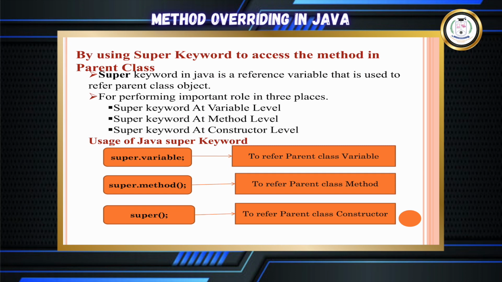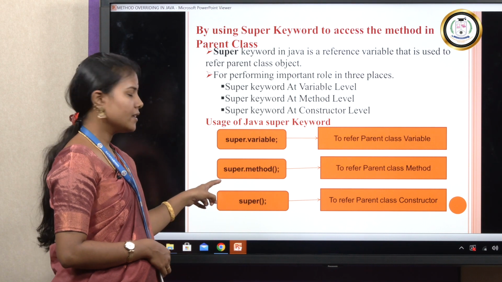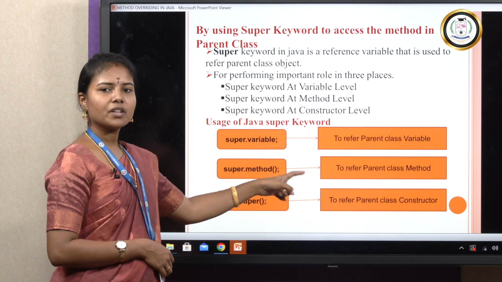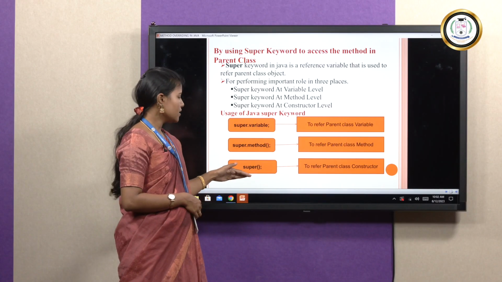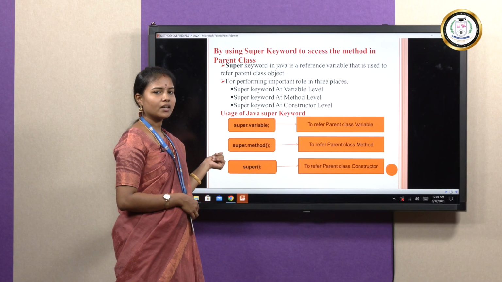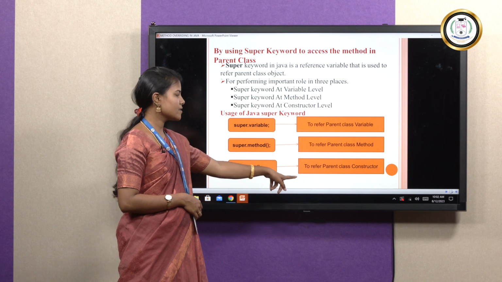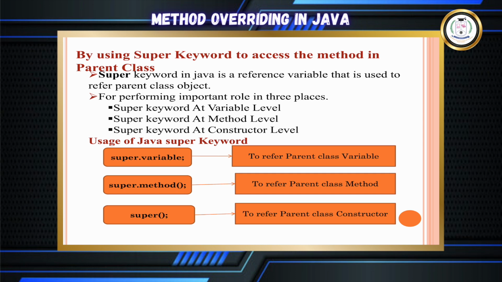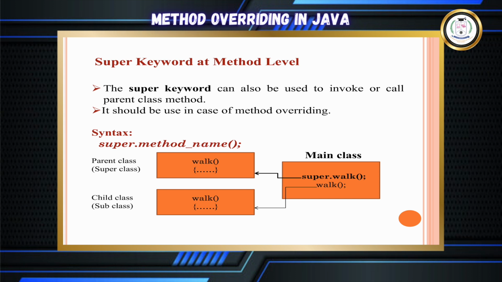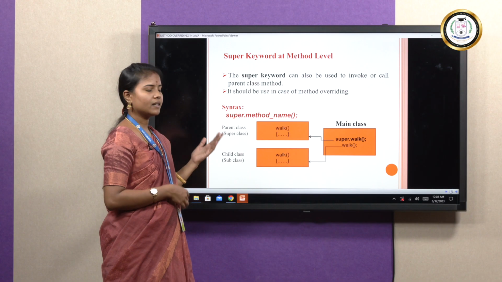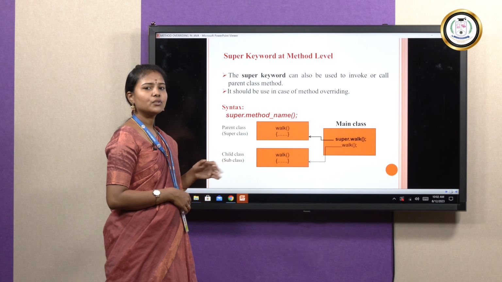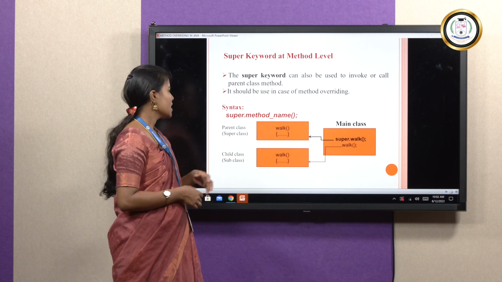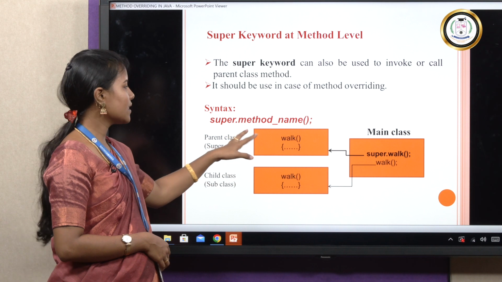How do we declare them? super.variable refers to the parent class variable, super.method() refers to the parent class method, and for the constructor we use the super keyword, super(), to access the parent class constructor. These are the declarations using the super keyword. How do we implement it at method level? At method level, it always invokes the parent class method, in order to achieve the method overriding concept. The syntax is super.methodName().